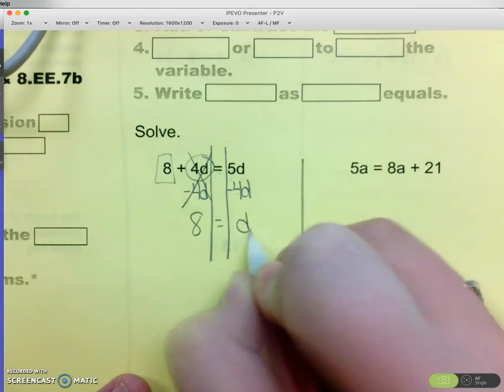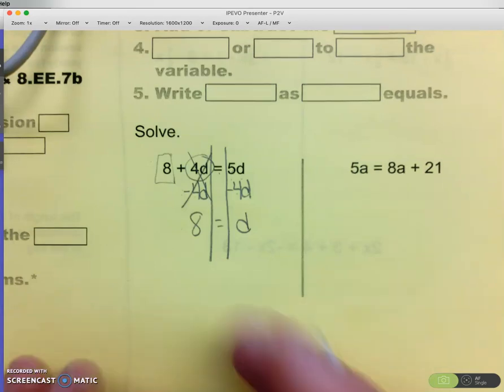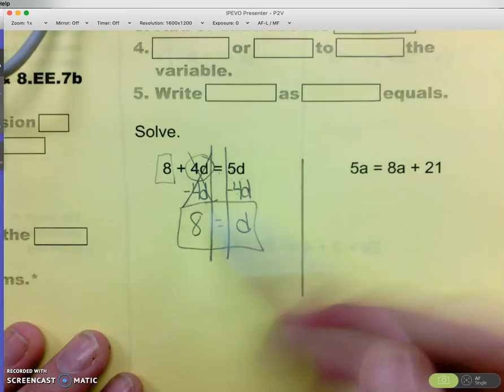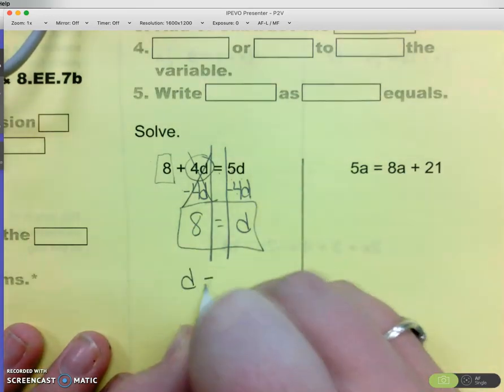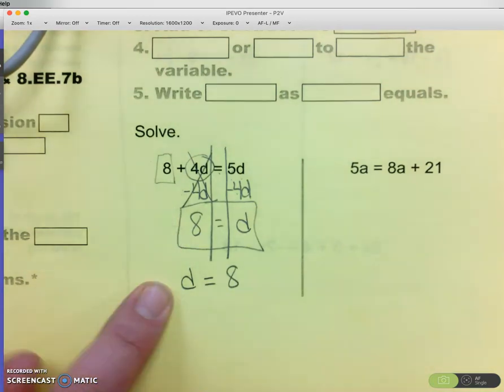Do I have to put the 1 before? No. Okay, so do I have D by itself, or 1D? Yes. That's my answer. So I will want to write it with the D first, so D equals 8. Do you see how I can either write it this way or this way, but I would want to write the D first?